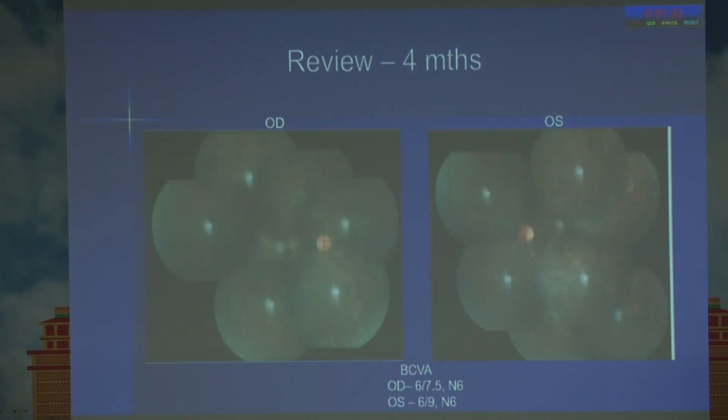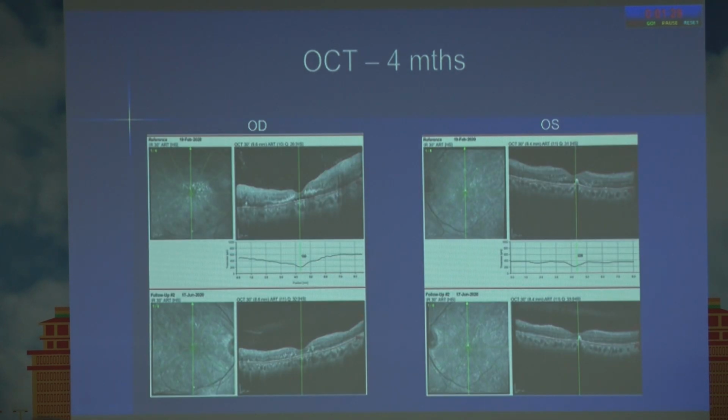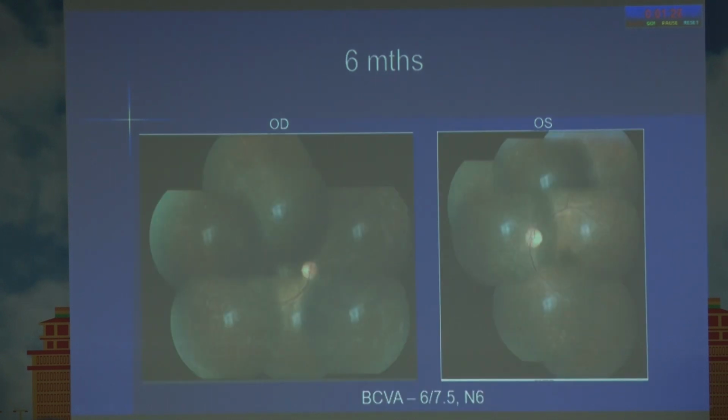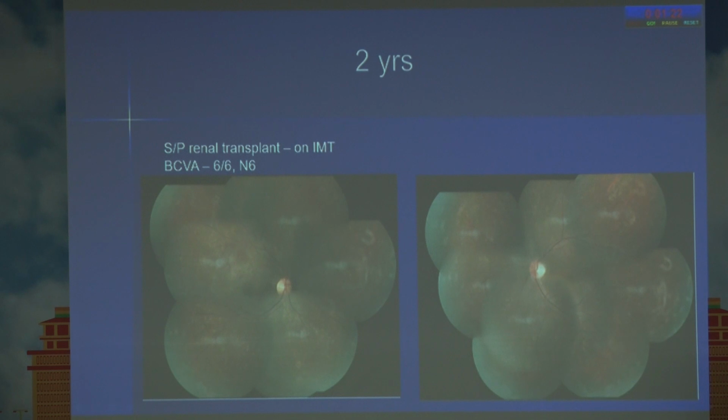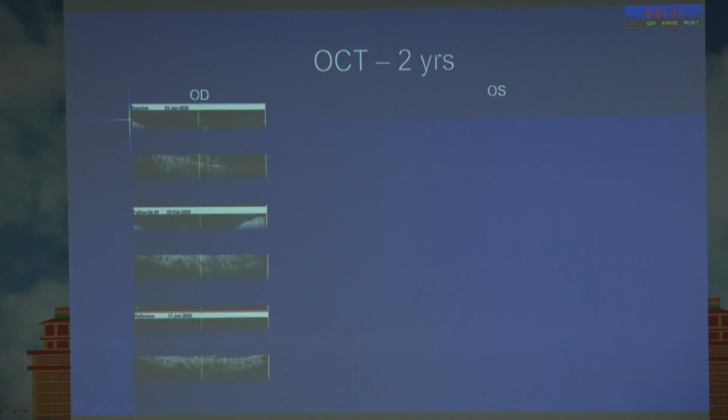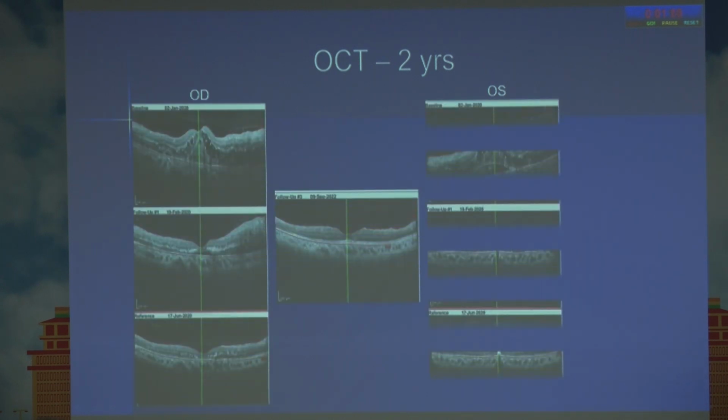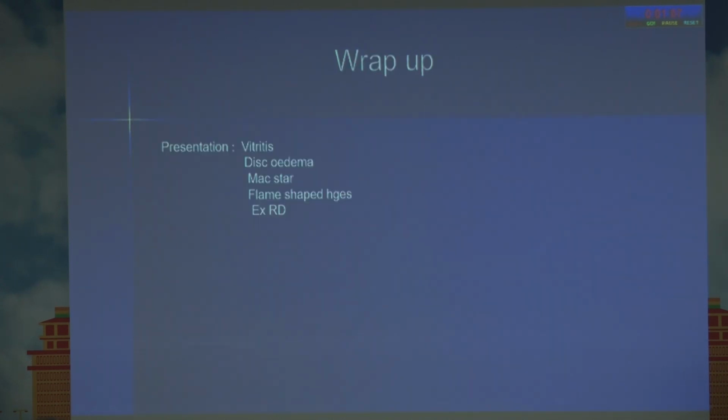This is at 4 months where you see a flecked retina with a few hard exudates. His OCT where the subfoveal fluid resolved. This is at 6 months. His vision was 7/5 N6. He underwent a renal transplant, and he came back to me 2 years later with a best corrected visual acuity of 6/6 N6. We are keeping a close watch on him because he's still on immunosuppressive therapy. And this is his latest OCT, the right and the left eyes respectively.